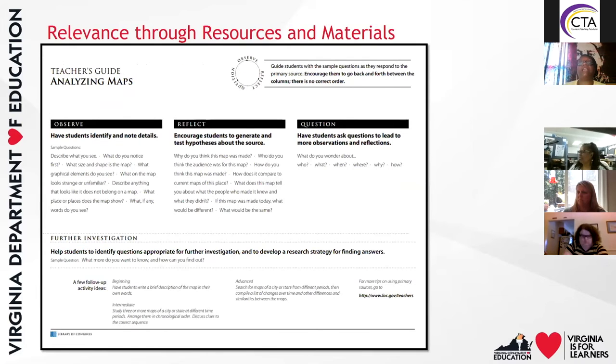This is what the analysis tool looks like when you are analyzing maps. They have one for maps, they have one for photographs, they have one for film or videos.